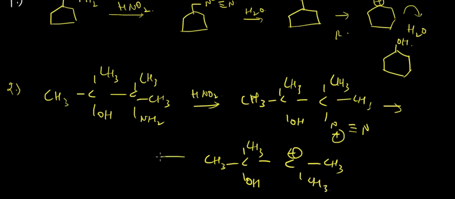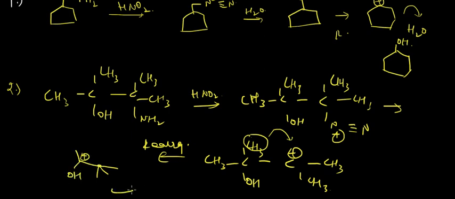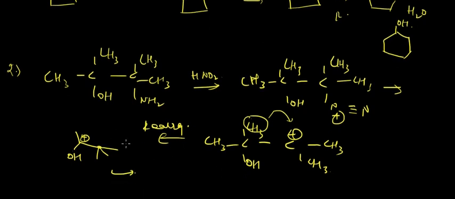Next, rearrangement will happen, in which this CH3 will shift onto this carbon atom. As a result, we'll be getting 3 methyl groups here and a CH3 here, positive charge here, and OH here. What will happen next is obviously we'll be getting a ketone at this carbon atom.